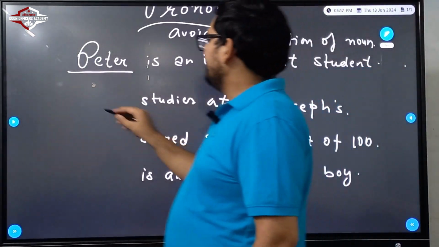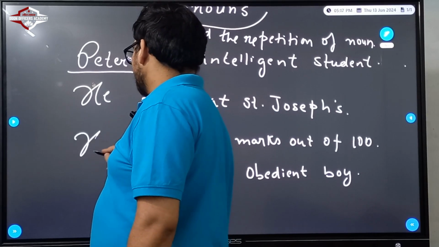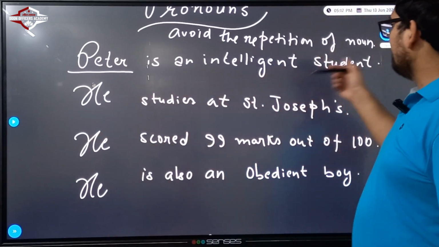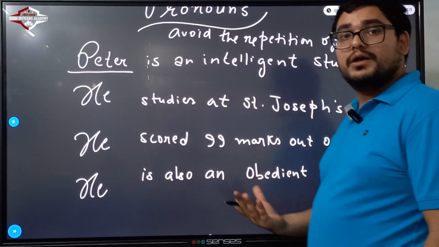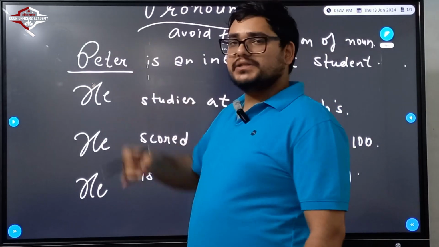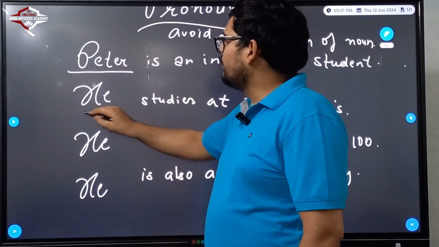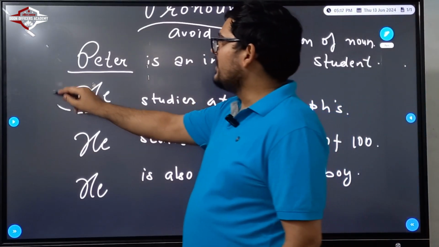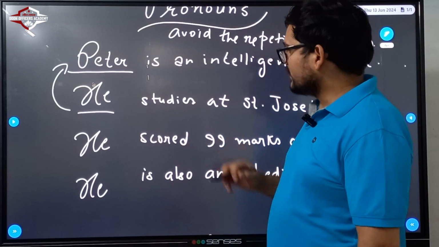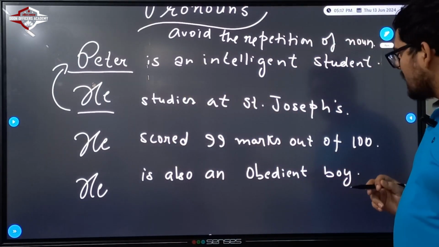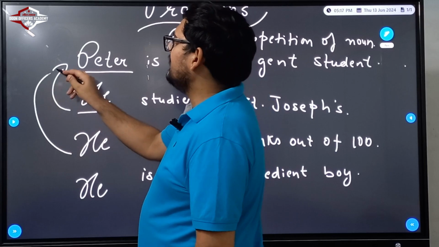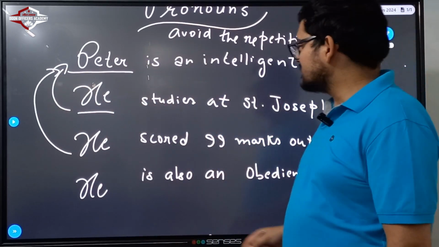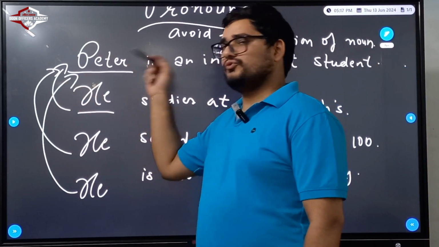So let's use he. Peter is an intelligent student. Now if I need to talk further about Peter, rather than using the same name Peter, I use the word he. He studies at St. Joseph's. So he here refers to Peter. If I need to talk more, then what can I say? He scored 99 marks out of 100. So similarly, here the word he refers to Peter. In the same way, he is also an obedient boy. So here the word he refers to Peter.